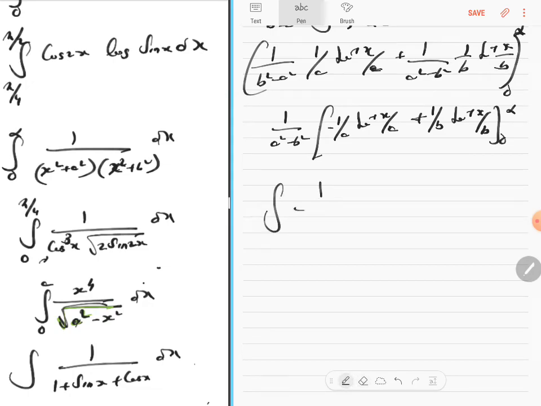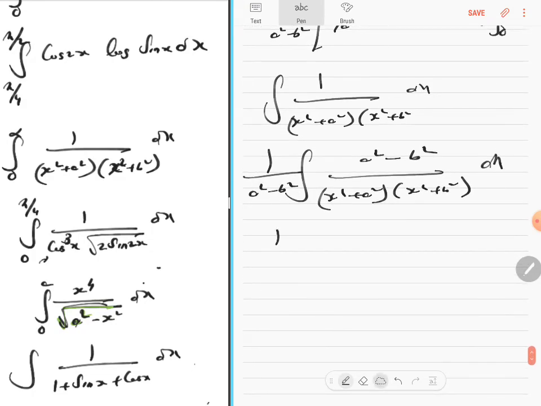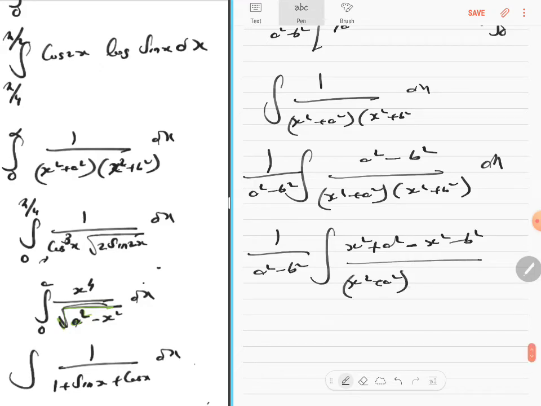Whenever they give you 1 by x square plus a square into x square plus b square, dx, you just multiply and divide by a square minus b square. Write a square minus b square on the top with x square plus a square into x square plus b square. Adding x square and subtracting x square will fetch you an easy answer. Instead of x square, it's like adding and subtracting x square plus a square minus x square plus b square. Okay, so look at the magic of this sum. If you do it like this, what an advantage.